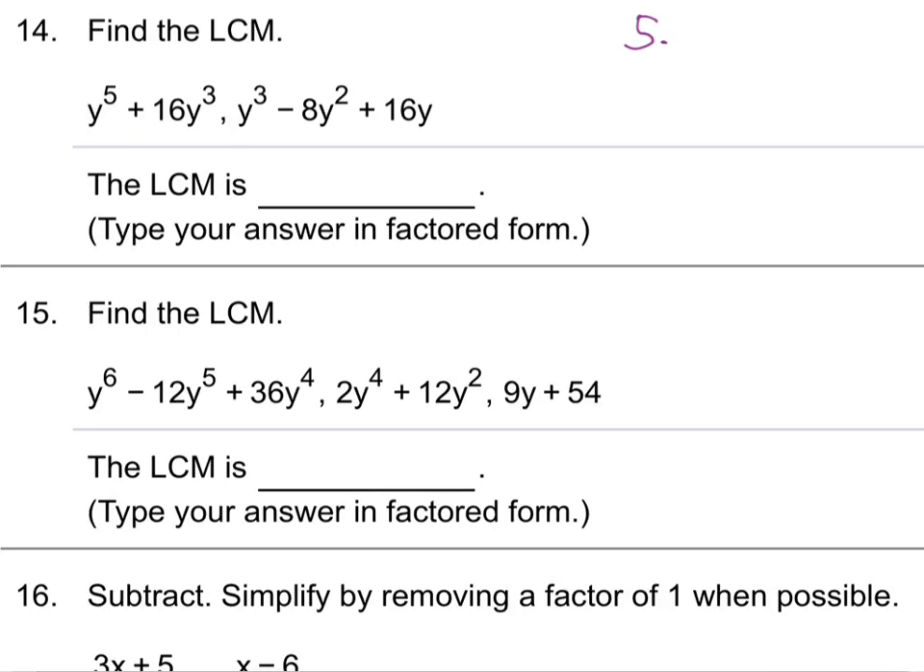This is 5.2, part 2, the long-awaited conclusion. 5.2. We got to finish up 5.2. So we're wanting to find the LCM.